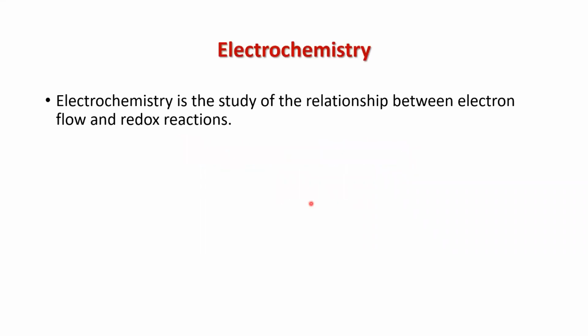So when we look at electrochemistry, what we're essentially looking at is the relationship between the flow of electrons and what are called redox reactions. And redox reactions were covered in Chem 1 briefly, so we're just going to kind of build on that a little bit in Chem 2.